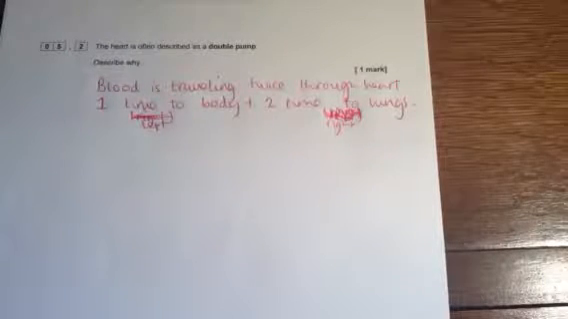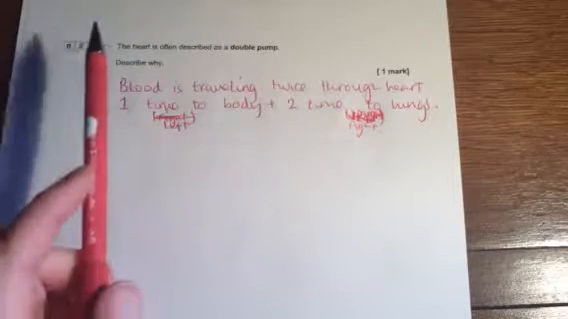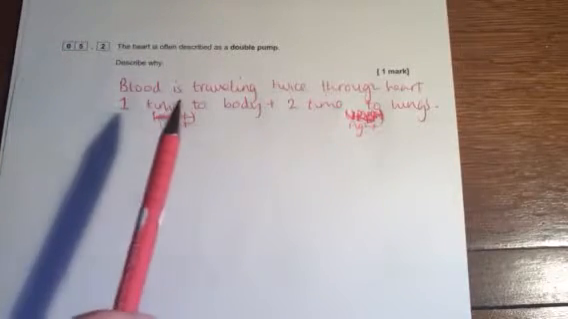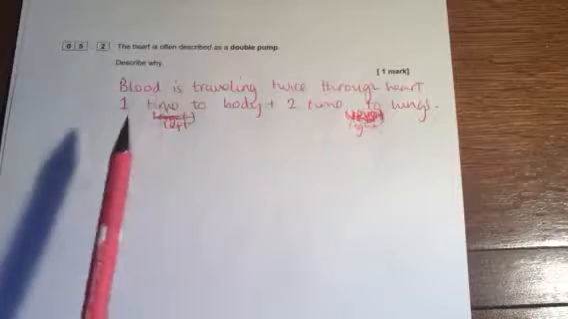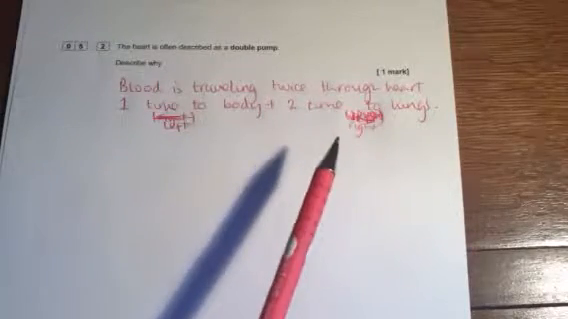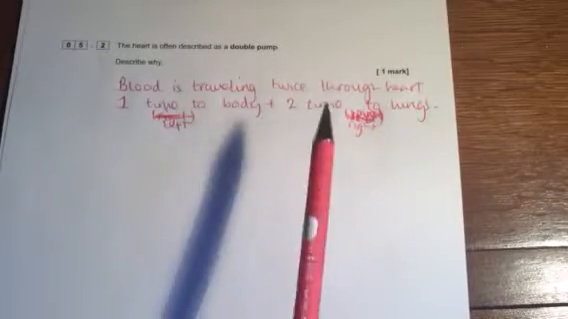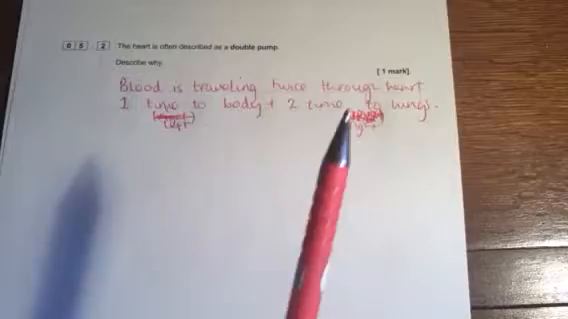The heart is often described as a double pump. This is 5.2. Describe why. This is because blood is travelling twice through the heart. One time to the body from the left-hand side, and the second time to the lungs, which is through the right-hand side. If you've got those the other way around, it doesn't matter. Okay, so that's 1 mark.